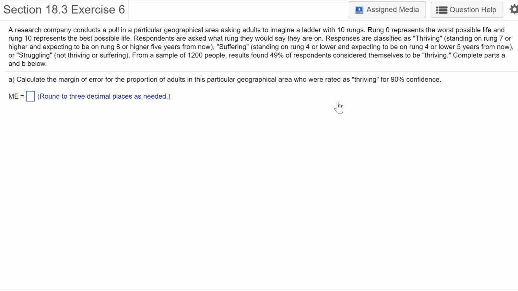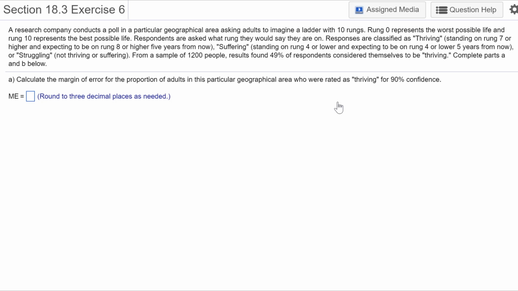So a research company conducts a poll in a particular geographic area, asking adults to imagine a ladder with 10 rungs. Rung 0 represents the worst possible life, and rung 10 represents the best possible life. Respondents are asked what rung they would say they were on.